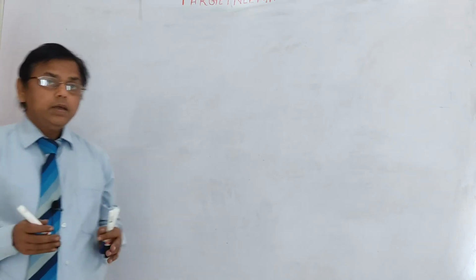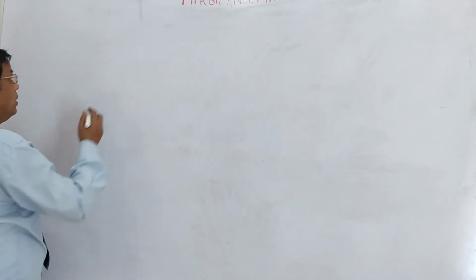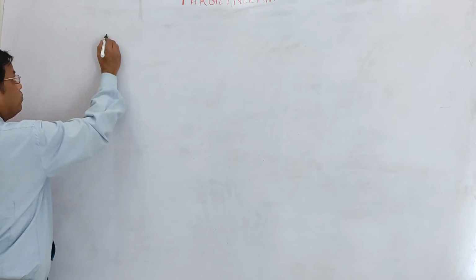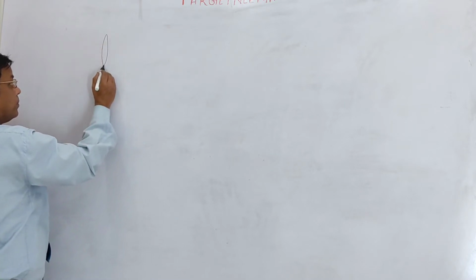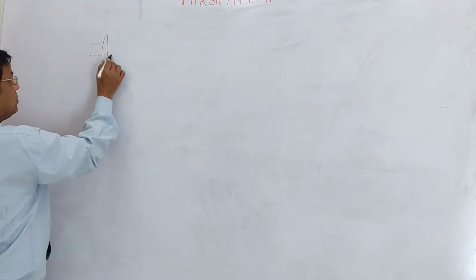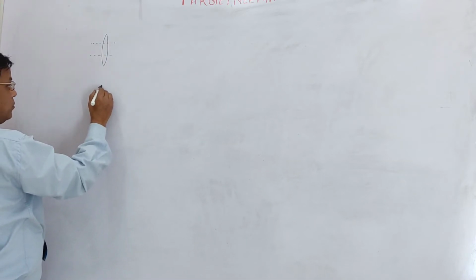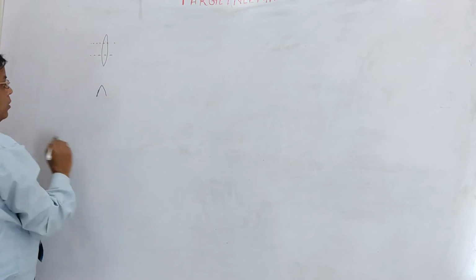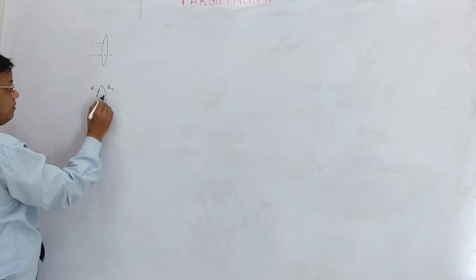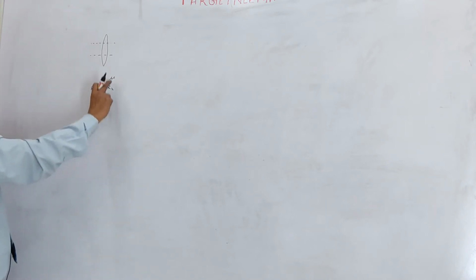Now, the effect of cutting a lens on its focal length. If this is my lens, and I cut my lens like this or like this into 3 pieces, suppose I take the first piece. The radius of the first surface is still R1, the radius of the second surface is R2, and the refractive index of the lens material is mu. So neither R1 changes, nor R2, nor mu.